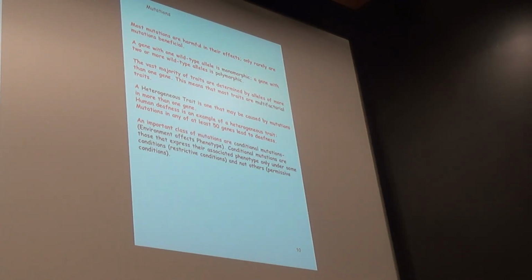Okay, so an important class of mutations are conditional mutations, and we talked about temperature-sensitive mutations. These are mutations that function normally under one condition, but under a slightly altered condition, they give you a mutant phenotype. So these are called restrictive conditions and permissive conditions. Under permissive conditions, the gene is functioning normally. In the restrictive conditions, the gene is not functioning. Okay, and conditional lethal mutations are common.